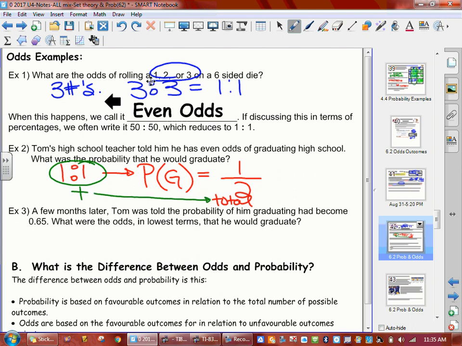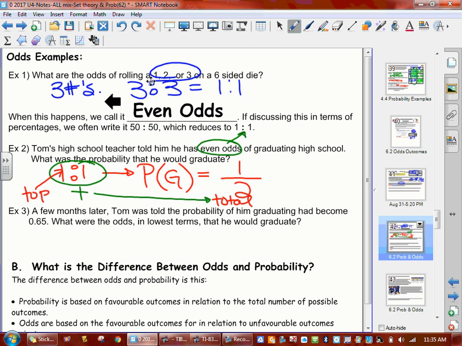How do you know it's 1 on top? The minute it tells me he's got even odds, it's automatically 1 to 1. Okay. And the left-hand number is always on top. Okay, and this left-hand number is right here. This number is always on top. And then you've got to add them to get the bottom number.